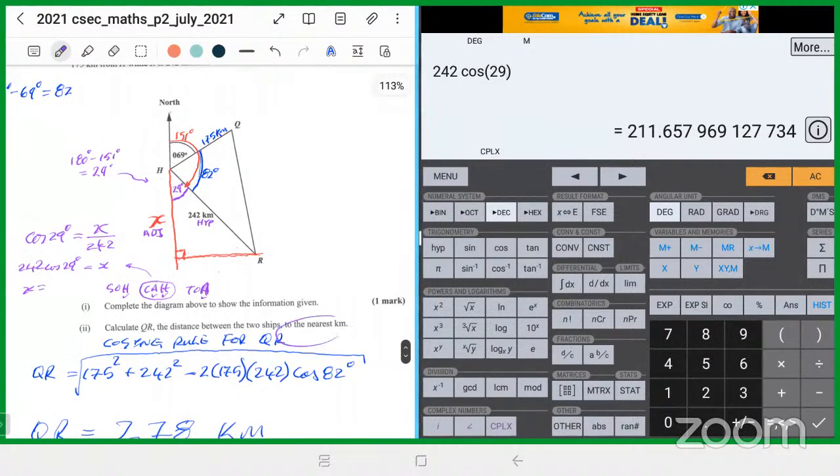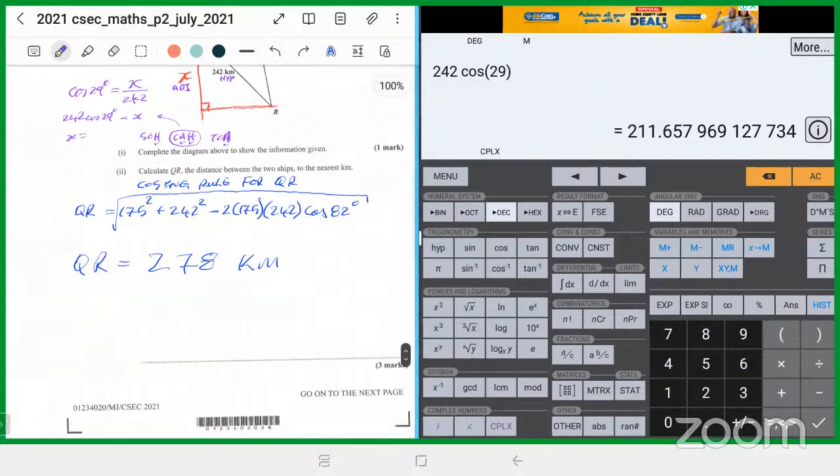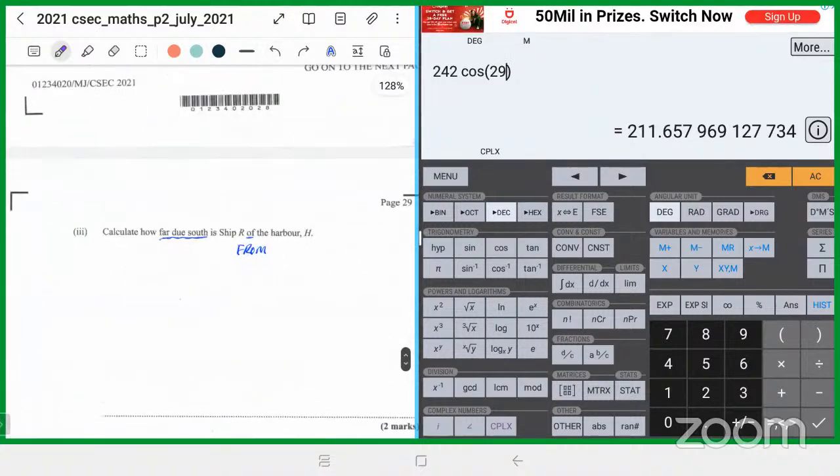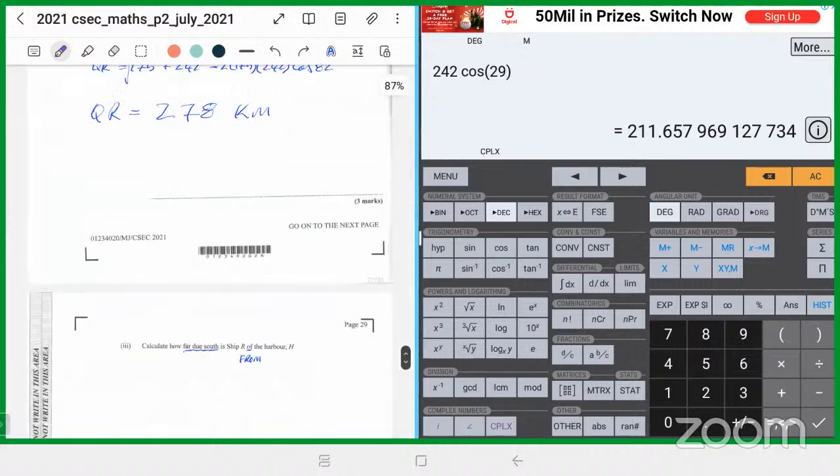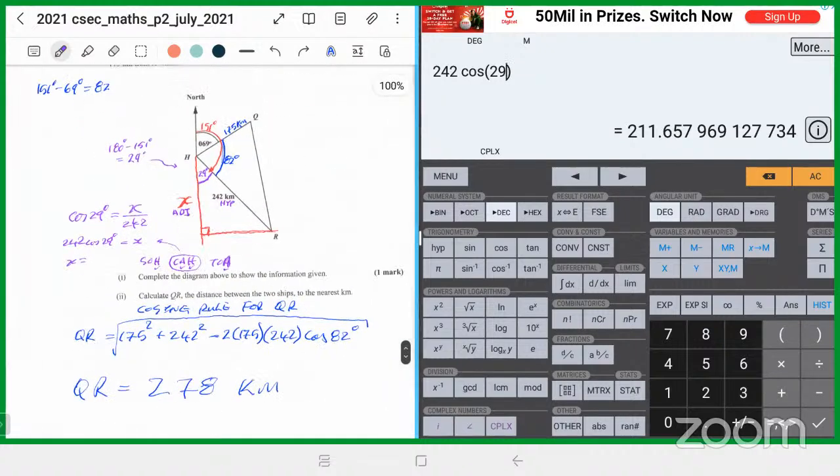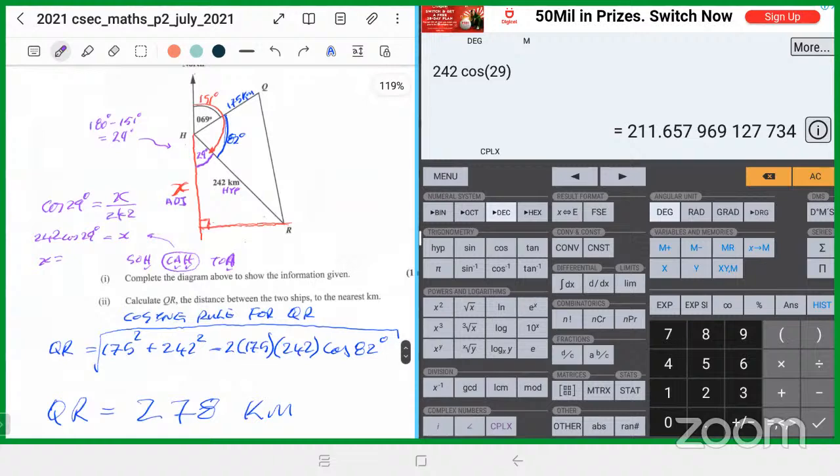They said it's here. Over here, what did they say? Oh, I'm going to use nearest kilometer again. So that's what it is, 212 kilometers.